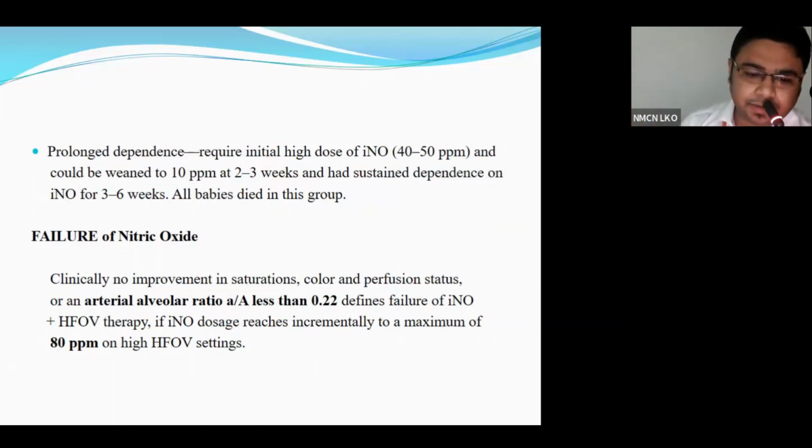So when do we call failure? As has been discussed in the earlier lectures also, how do you assess the oxygenation of a newborn whenever you are starting the baby on a ventilator? So we see the a/A ratio, that is the arterial by alveolar ratio. If it is less than 0.22, it defines that your NO is not working. You can still go incrementally up to 80 ppm in dire conditions, but usually it is very unlikely that you will get a response at this high dose of nitric oxide.